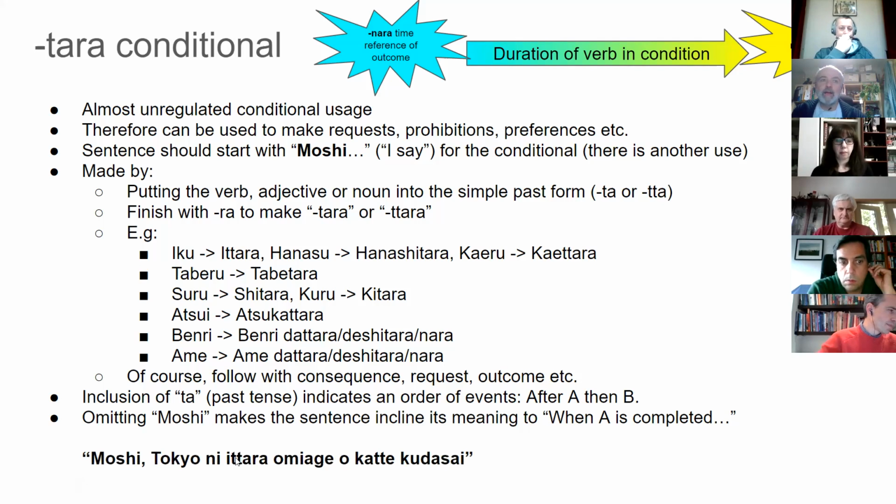So, for example, this sentence here, もし東京に行ったらお土産を買ってください. This means when you have gone to Tokyo, when you have arrived in Tokyo, please buy me a souvenir.